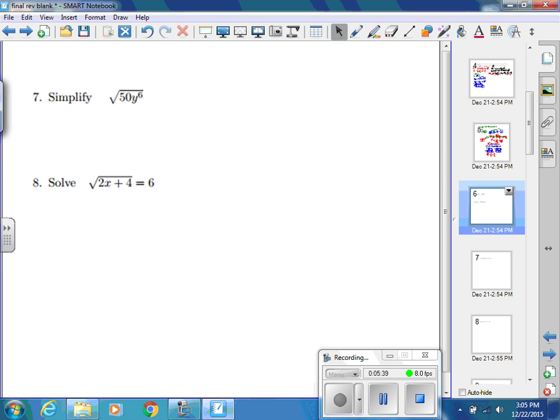Okay, next one says simplify. This is off of the radicals from chapter 8. So in this case, what I need to do is just break this down. Best thing I like to do is break this up to have the number separate from the variable, so I have square root of 50 times square root of y to the 6th. Remember, I talked about knowing those square roots. Now, 50 is not a perfect square, okay? But there is a number that goes into 50 that is, which is 25.